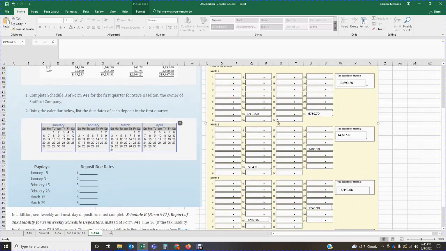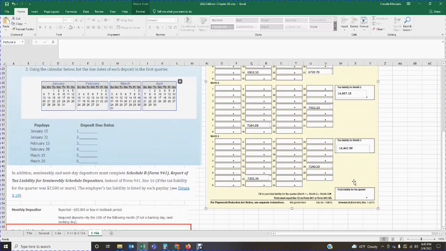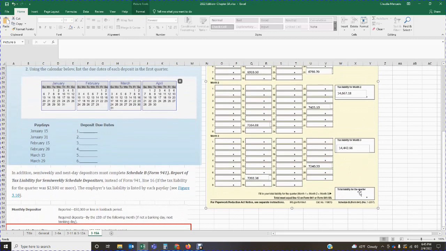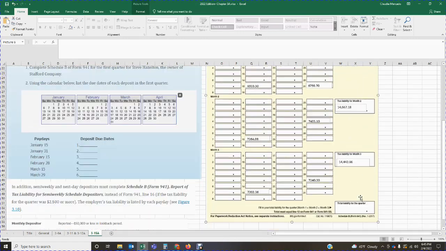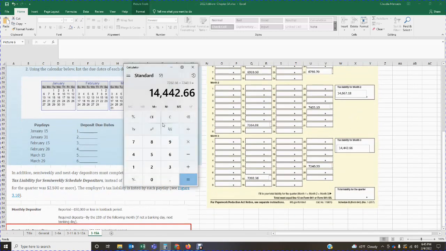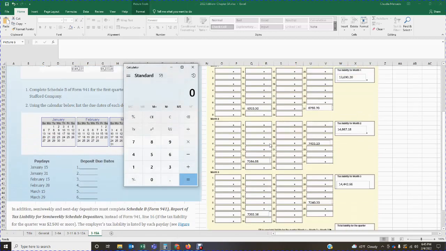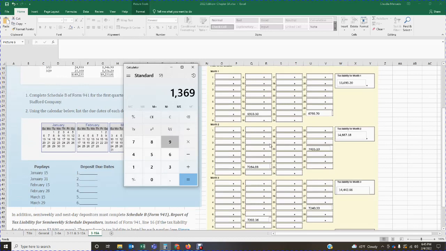Remember to put them in the correct pay days. Okay. Now we can get the total liability for the quarter. We're going to add the total for month 1, month 2, and month 3. Okay. So let's get those calculators out. So we have 13,693.20 plus 14,667.18 plus 14,442.66. So that's going to give me a tax liability of 42,803.04.